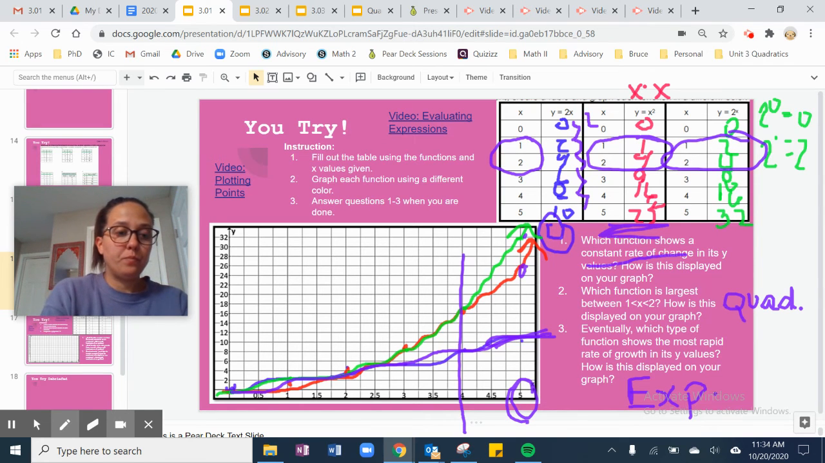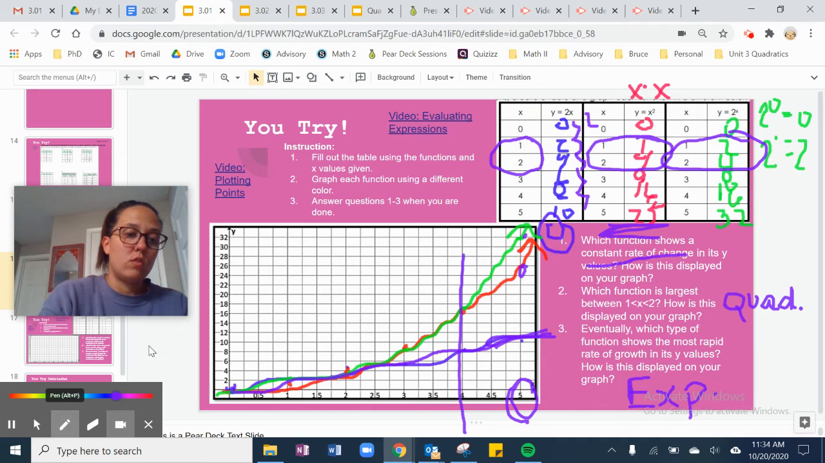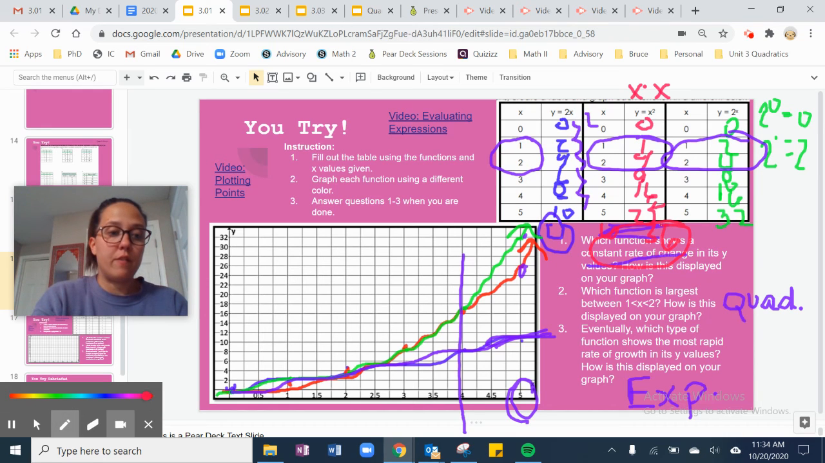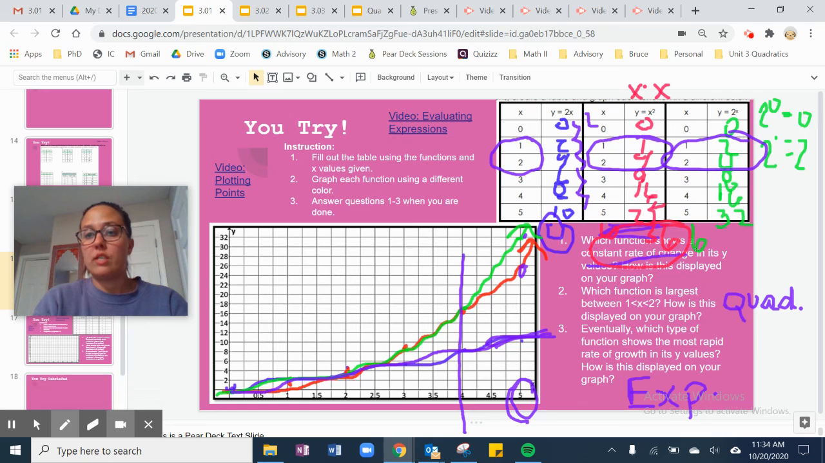So if we continued this one, 6 squared would be 36, right? That would be the next coordinate. And then for the exponential, it'd be 6, and then 2 to the 6 would be double 32, so 64, right? So 64 and 36. The exponential just is going to continue growing the most rapidly. And that's always true. Exponential growth is the most rapid growth.